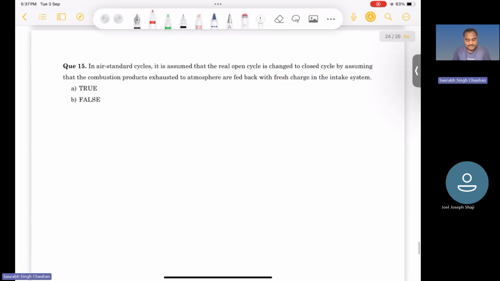Okay, it says, in an air standard cycle, it is assumed that the real open cycle is changed to closed cycle by assuming that the combustion products exhausted to atmosphere are fed back with the fresh charge in the intake system. Just try to understand what this means. When you study a closed cycle, what we basically mean is that the working fluid is the same. It is not changing. The same working fluid is undergoing different processes: compression, expansion, heat addition or heat rejection.